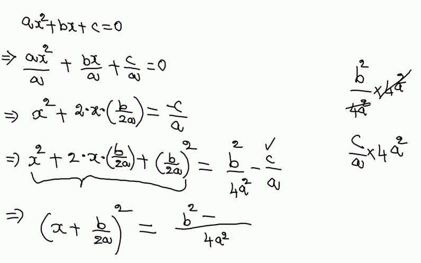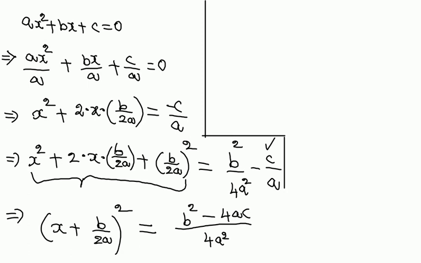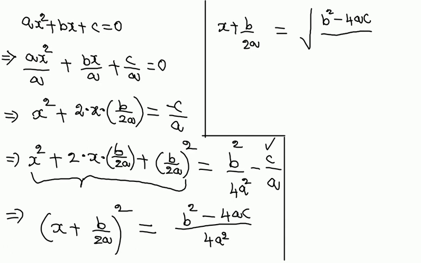So this 1a gets cancelled, we get 4a into c, that is equal to 4ac. Now x plus b by 2a, apply square root on both sides. x plus b by 2a is equal to square root of b square minus 4ac whole divided by 4a square.